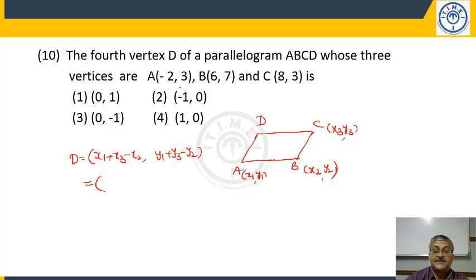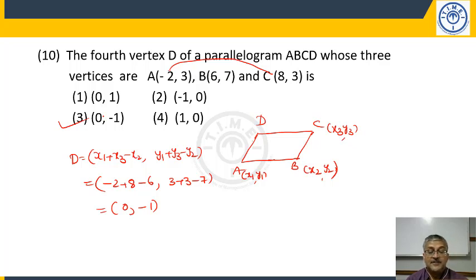So what is the x? It is x1 plus x3 minus x2, so minus 2 plus 8 minus 6, and comma y1 plus y3 minus y2, that is 3 plus 3 minus 7. So what is the fourth vertex? Here it becomes 0, and 3 plus 3 is 6, minus 7 is minus 1. So 0 comma minus 1.